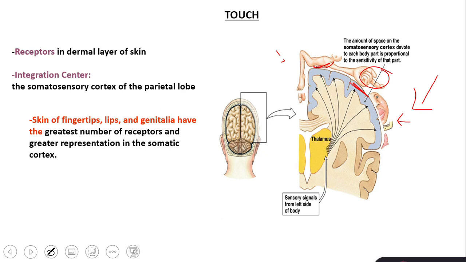So the areas in the body that have the most representation in the post-central gyrus are the skin of the fingers, lips, and genitals.